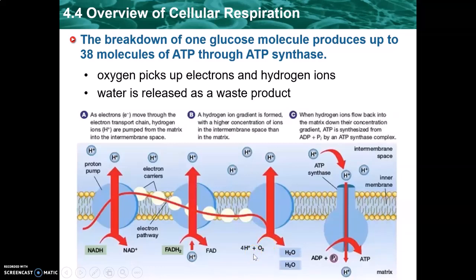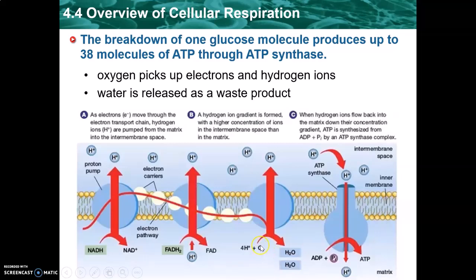Remember when we talked about water, we said oxygen is very electronegative, meaning it likes to pick up electrons. It is a great thing to have oxygen at the end of an electron transport chain because it is so attracted to those electrons. So when it picks up those electrons, it picks up some hydrogen ions as well and turns into water. So water is one of the waste products of cellular respiration.